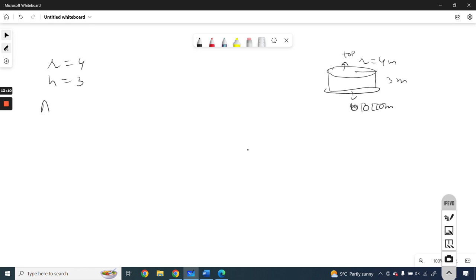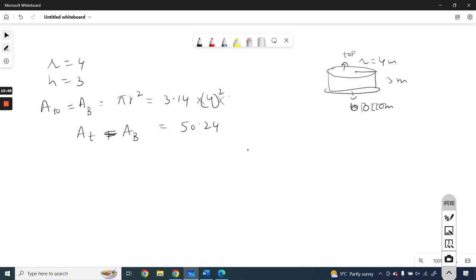Let's just find the area. The areas of both the top and bottom are exactly the same because they have the same measurements. So it will be pi r square. They are circular shapes, so the area of a circle is pi r square. So you have to do 3.14 times 4 square, pi r square. So it would be 50.24. That is the area of the top and bottom.